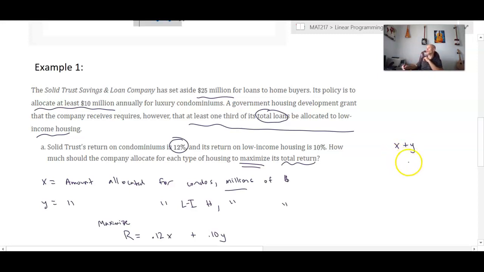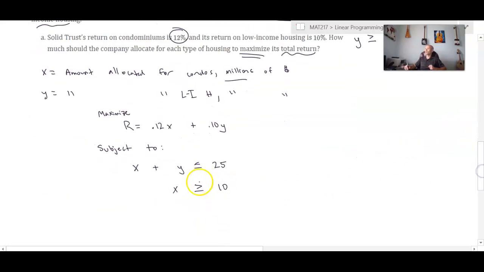And we want to make sure that what we allocate to low income housing, which is Y, is greater than or equal to 1/3 of the total loans. So I had to kind of twist the words a little bit there, but here we're saying that how much we allocate to low income housing is at least 1/3 of the sum of all the loans that we have. So we're going to write this as Y is greater than or equal to 1/3 of X plus Y quantity.